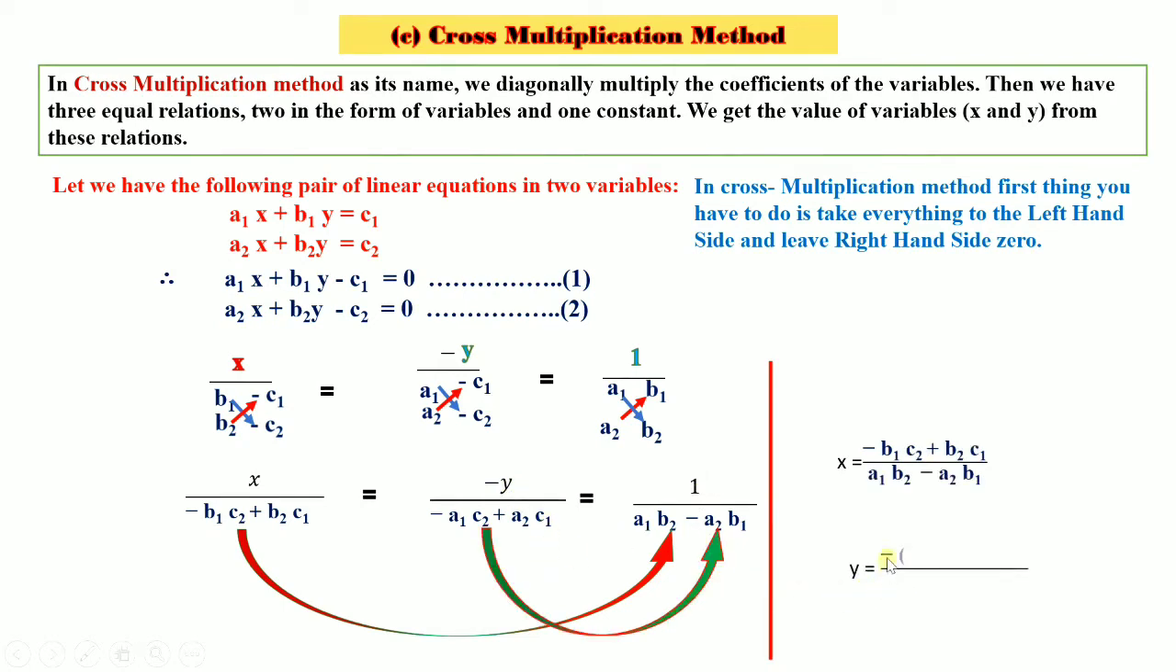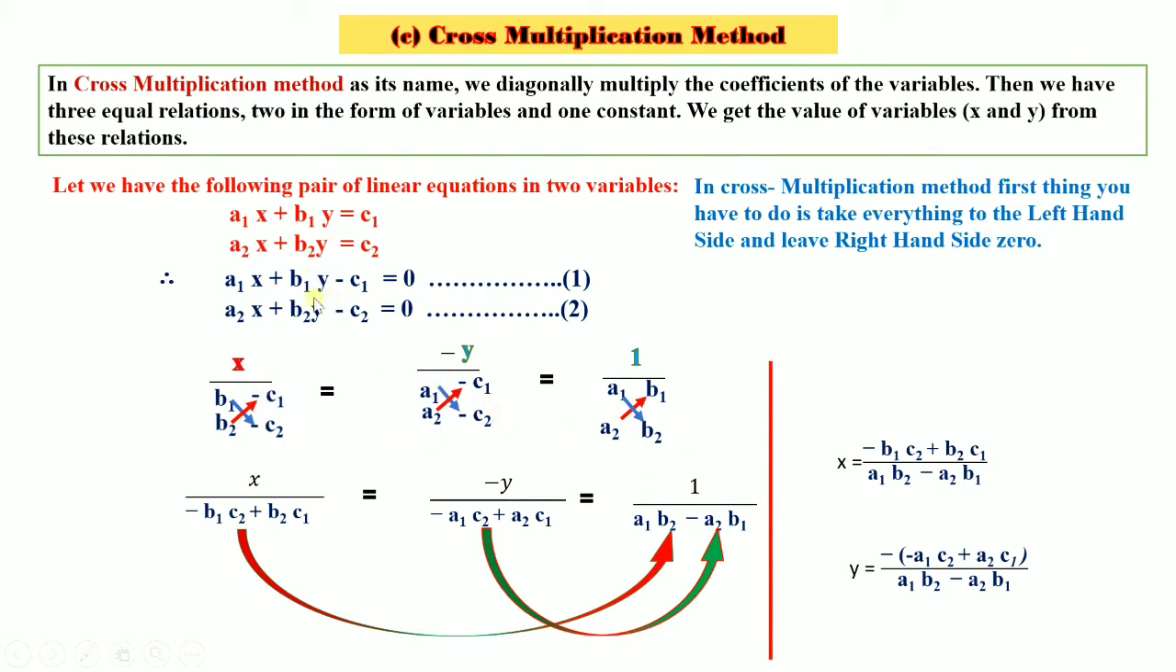Y is equal to minus time minus a1 c2 plus a2 c1 here, and upon denominator same as we have of x, so that is a1 b2 minus a2 b1. So this is all about cross multiplication method. Eventually we got the value of x in terms of purely constant, and next is the value of y, also in terms of purely constant.